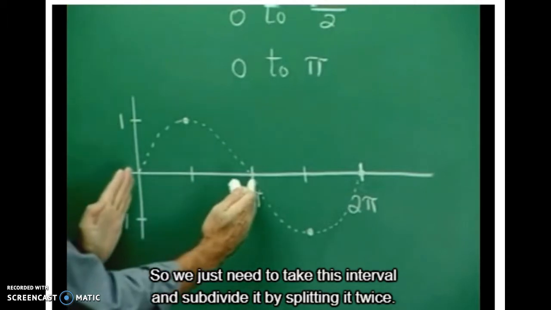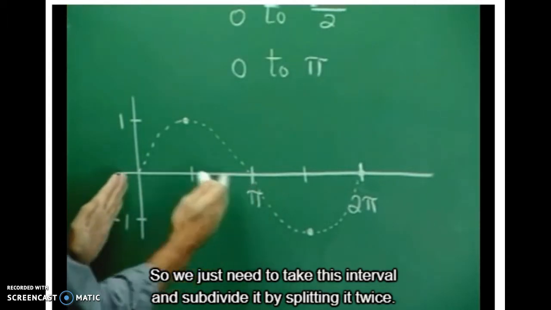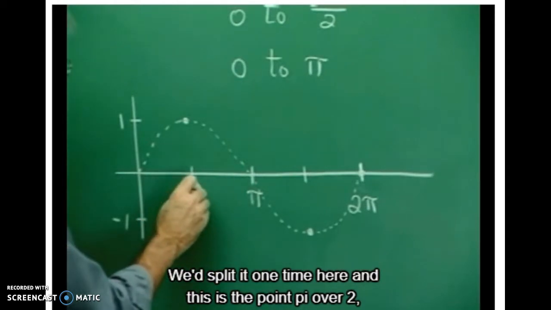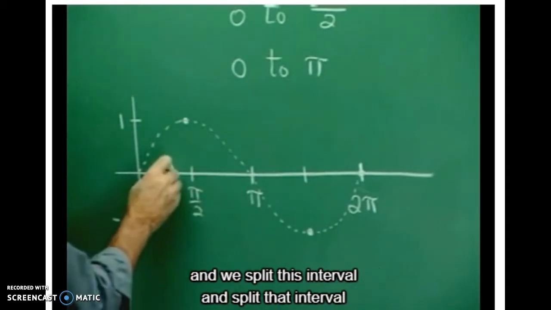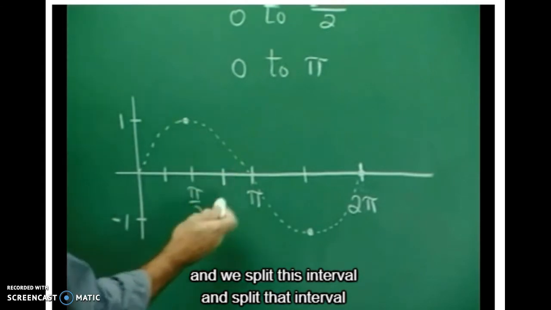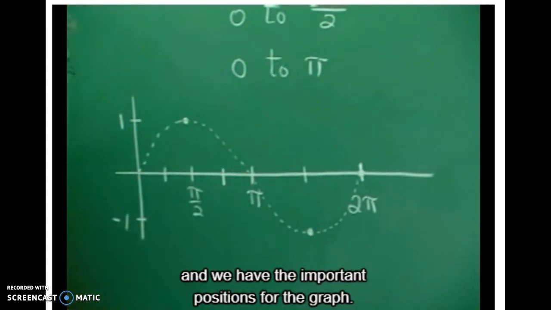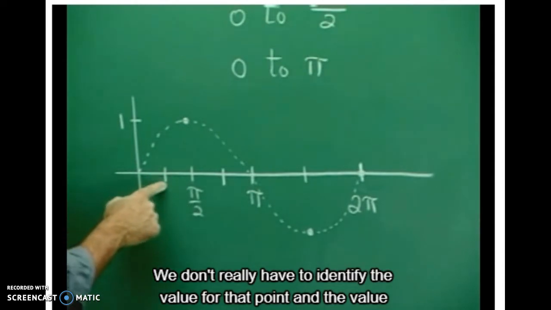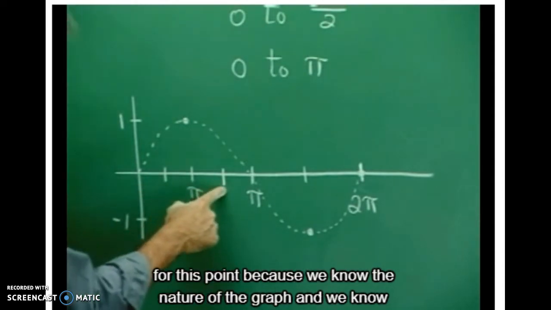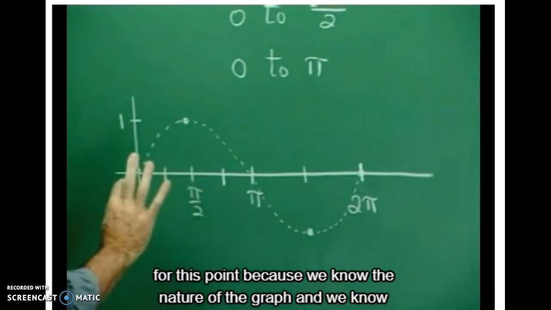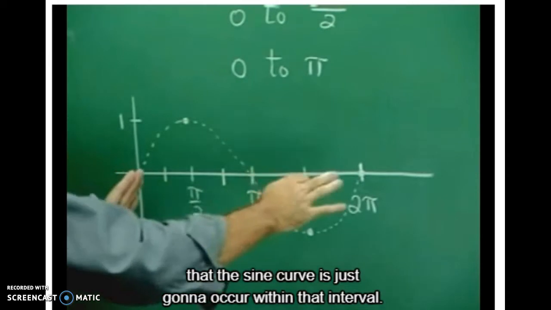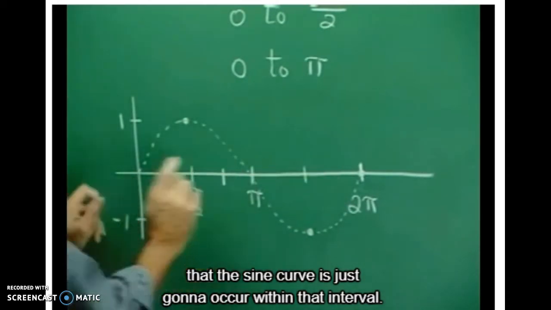So we just need to take this interval and subdivide it by splitting it twice. We split it one time here, and this is the point pi over 2. And we split this interval and split that interval, and we have the important positions for the graph. We don't really have to identify the value for that point and the value for this point because we know the nature of the graph. And we know that the sine curve is just going to occur within that interval.